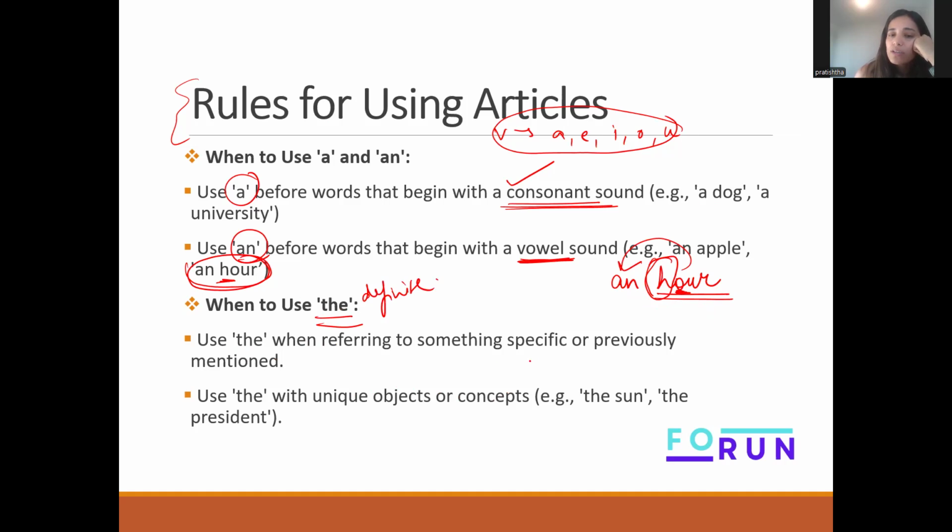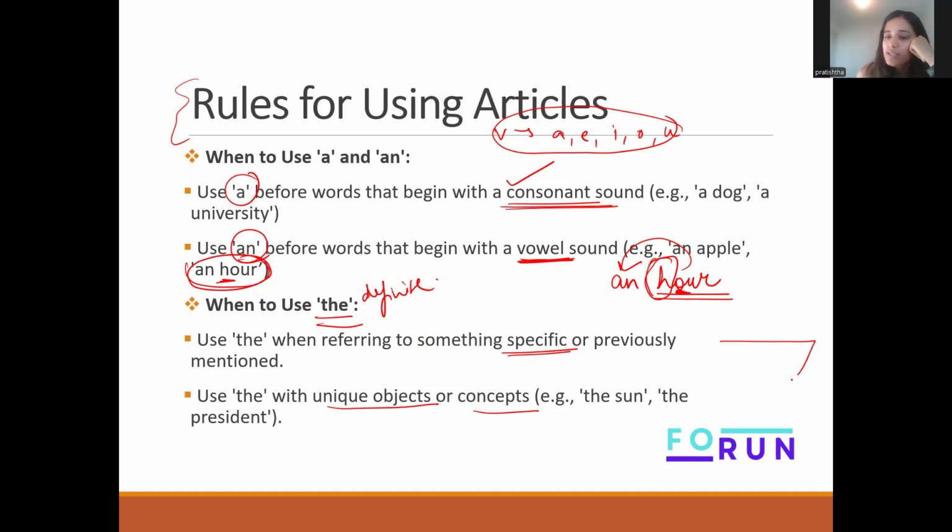Use "the" when referring to something specific or previously mentioned, right? When it has been talked about already, when you know what you're talking about. Use "the" with unique objects or concepts, right? So with unique objects, things that you know are unique, they stand out.